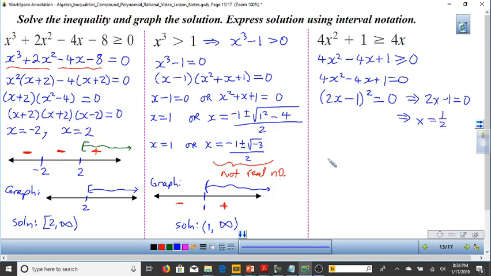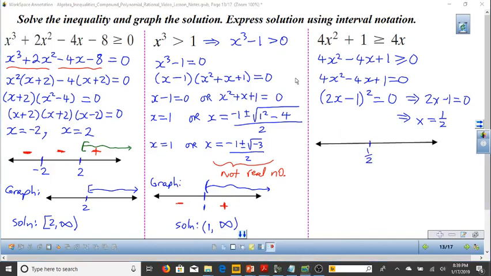There's only one marker. So I'm going to do my little number line and put the number half. So tell me a number to the left of half. Clearly, the easiest number to choose is 0. I plug 0 in here. I get 4 times 0 minus 4 times 0 plus 1 is 1. That's a positive number. So I'm going to get a positive answer on the left-hand side.